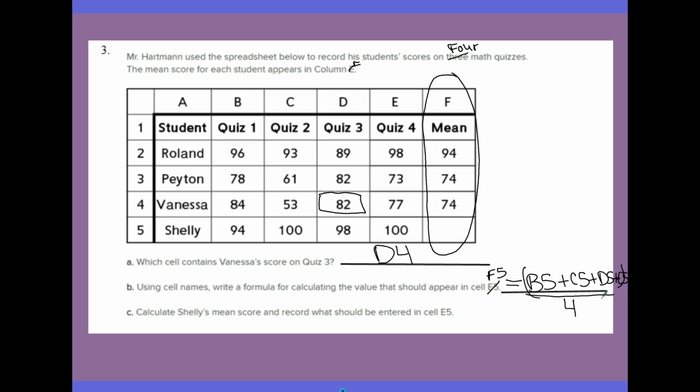Okay? So I would actually get an answer of 98, and that's what C wants you to do, is they want you to calculate her mean score and record what it should be in cell E5, but really it should be cell F5 because for some reason this page has a typo. So this is what we get when we add up 94 plus 100 plus 98 plus 100, and then we divide by 4 because there are 4 different quiz scores to look at. So we're dividing by 4, and then this is our average of the test scores.